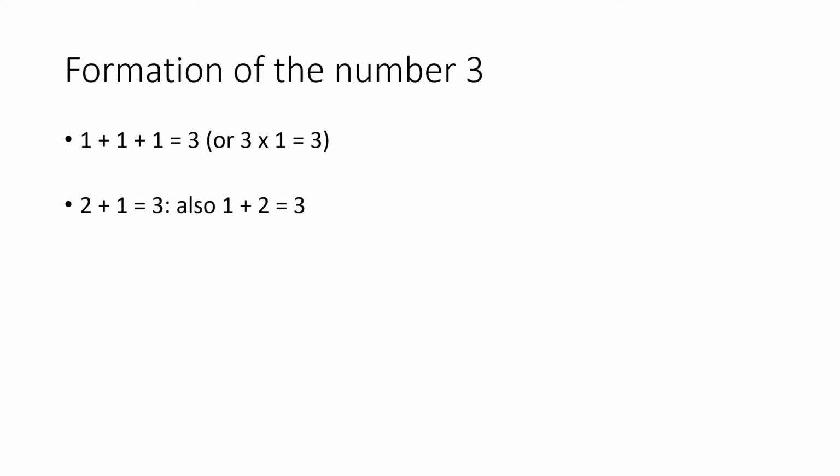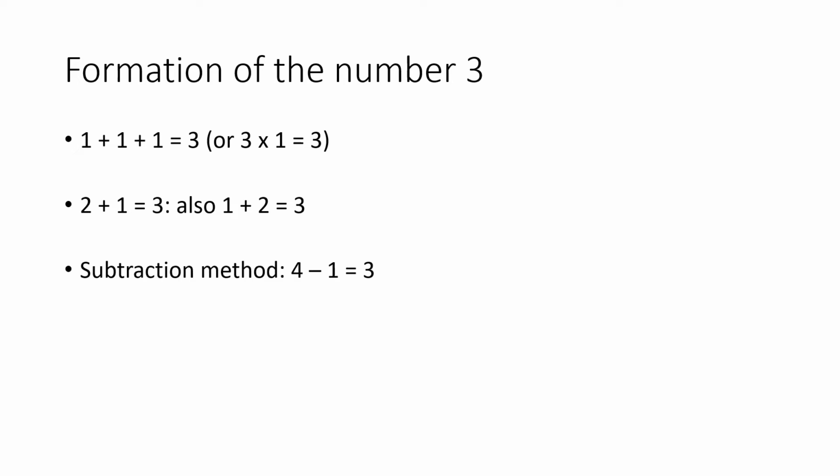So now let's look at formation of the number 3. The most common formation of the number 3 is 1 plus 1 plus 1 equals 3, which can of course also be represented as 3 times 1 equals 3. However, another common formation of the number 3 is, of course, the addition system. 2 plus 1 equals 3, which, of course, can be reversed and also written as 1 plus 2 equals 3.